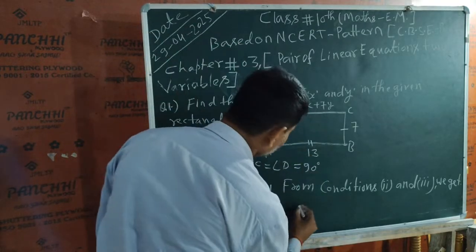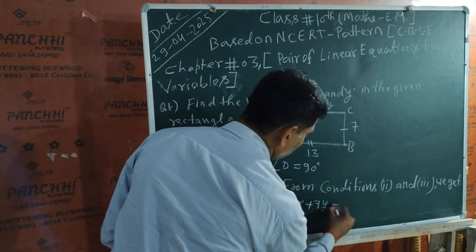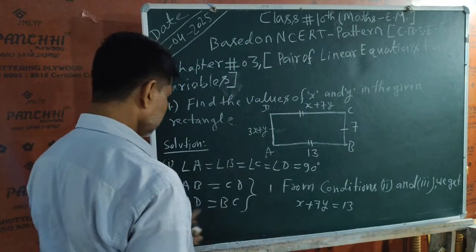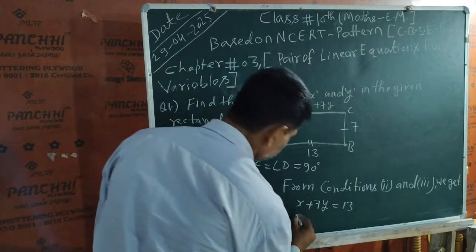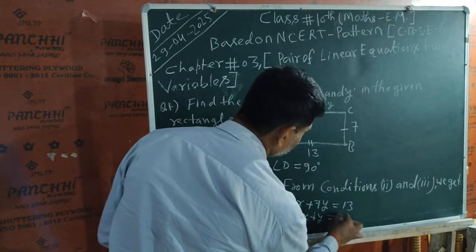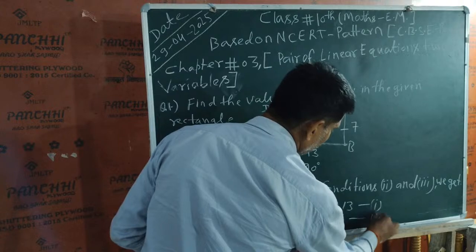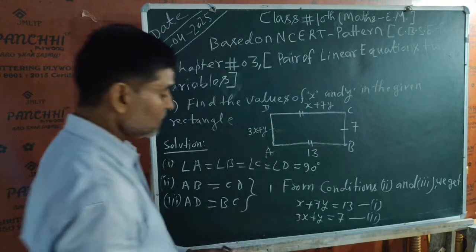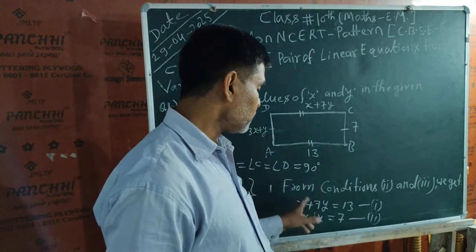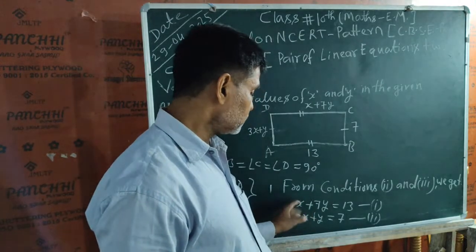So I am writing CD, which is equal to x plus 7y, which is equal to 30, and BC AD is equal to BC. AD, the value of AD is 3x plus y, which is equal to 7. So according to these two conditions I have got two equations, and with the help of the elimination or substitution method, if I apply any one method, then I will get its value. I will calculate the value of x and y.